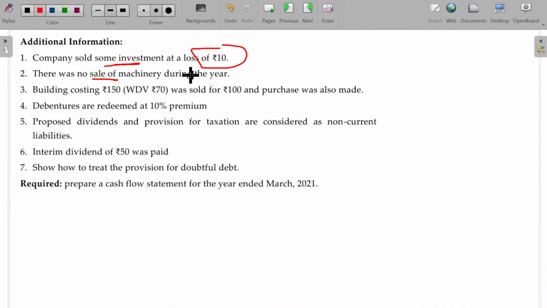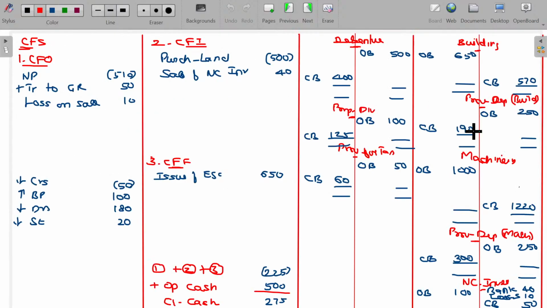There was no sale of machinery during the year. So 1000 becomes 1220. No sales means purchases will be there. 220, bank, investing activity. Okay. Purchase of machinery.